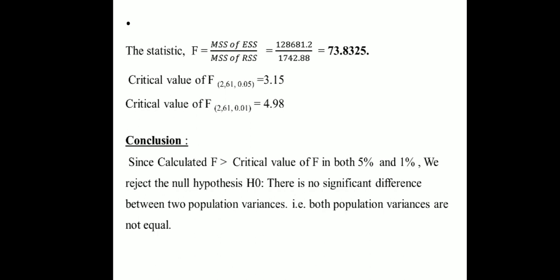If the calculated value is greater than the tabulated value, and here it is far greater, because 73 is far greater than 3.15 and 4.98, so in both cases we reject the null hypothesis at the 5% level of significance and also at the 1% level of significance. That means the two population variances are not equal. This is the procedure of concluding.